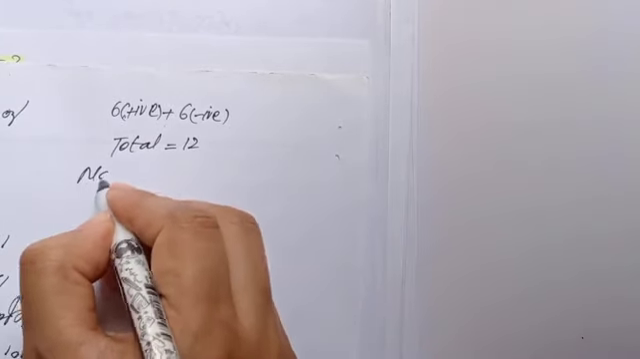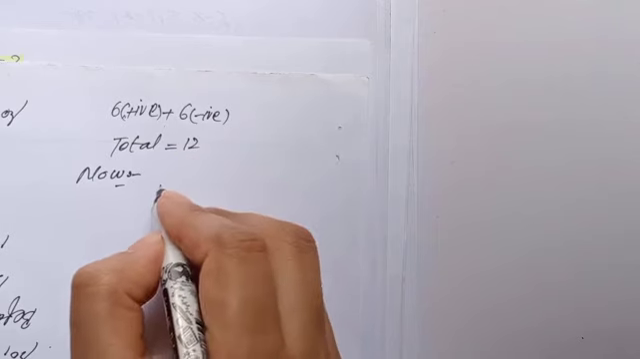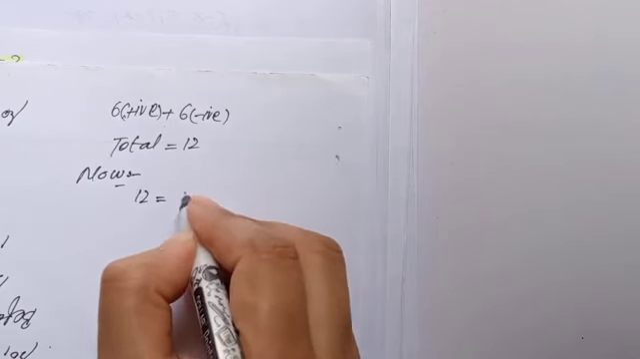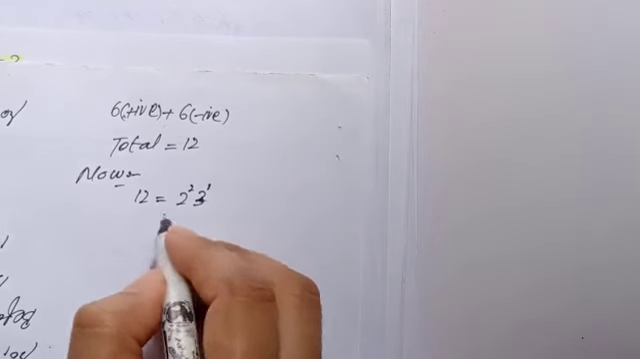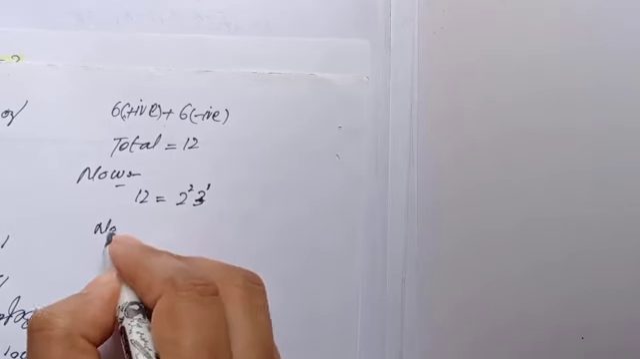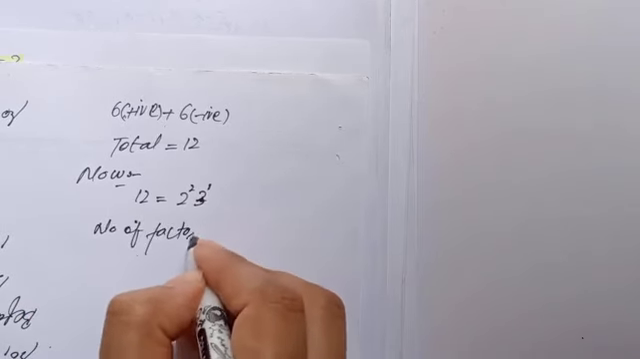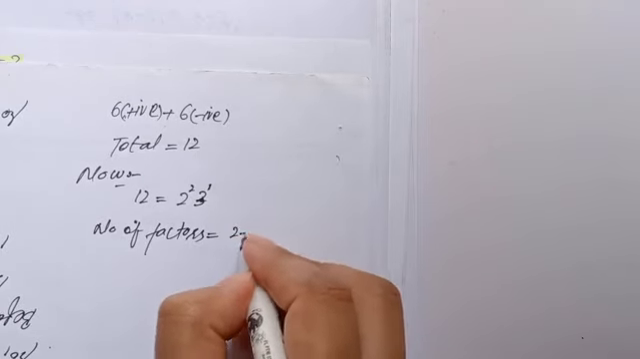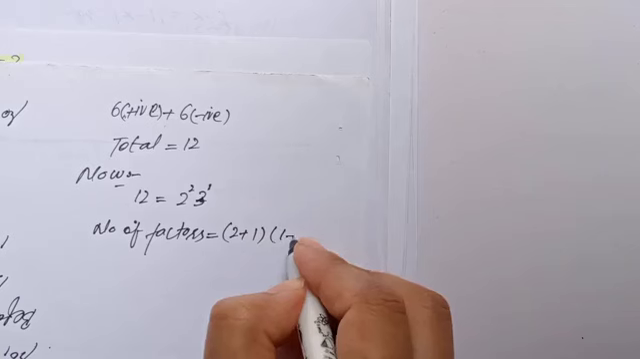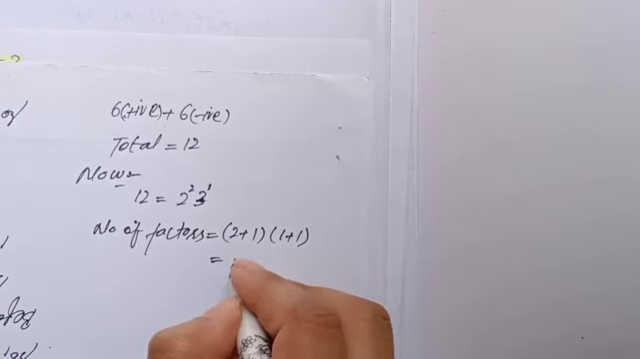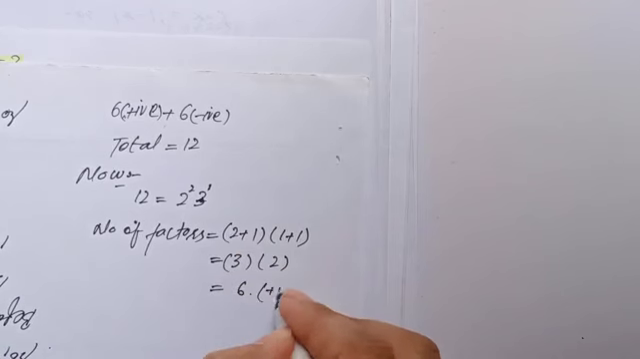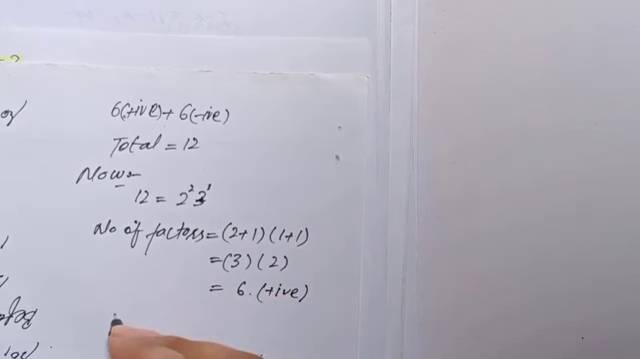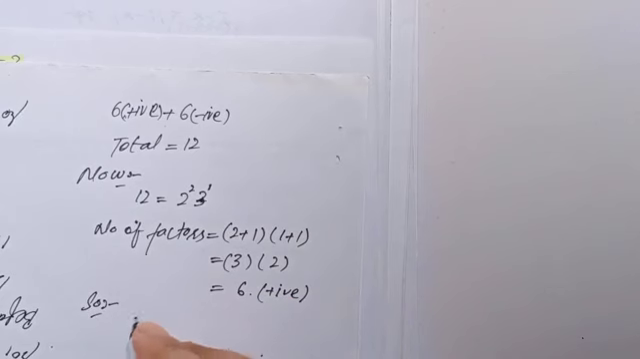Now use the rule that we discussed above. 12 can be written as 2 raised to power 2 times 3 raised to power 1. Now the number of the factors according to the rule will be alpha plus 1, that is 2 plus 1, and beta plus 1, that is 1 plus 1. So this is equal to 3 times 2, that is 6. So here 6 is the number of positive factors. The total number of the factors is 12 as we discussed.